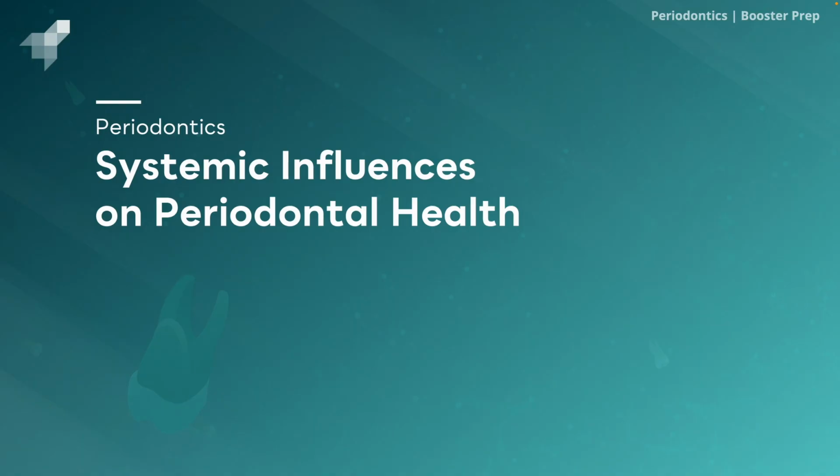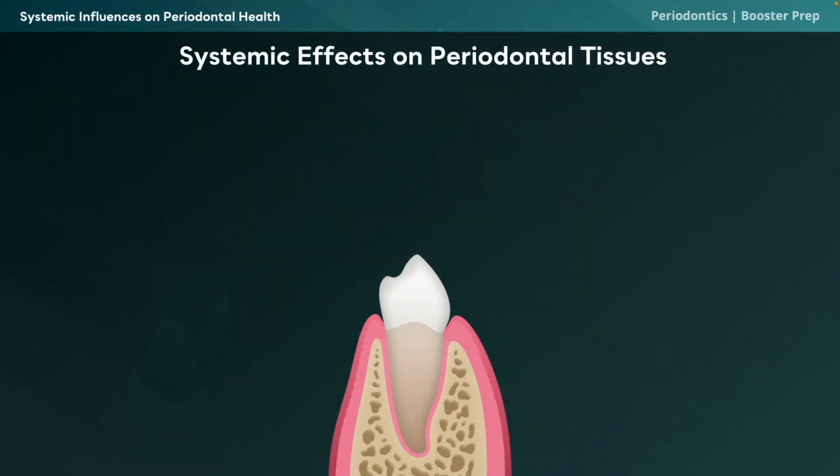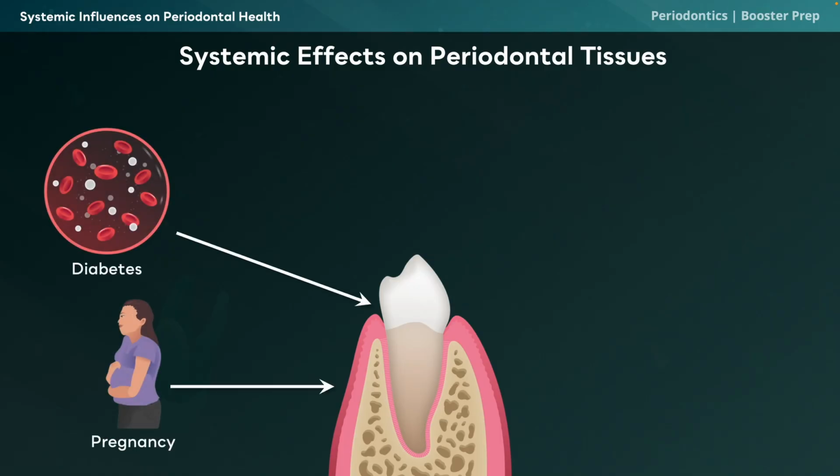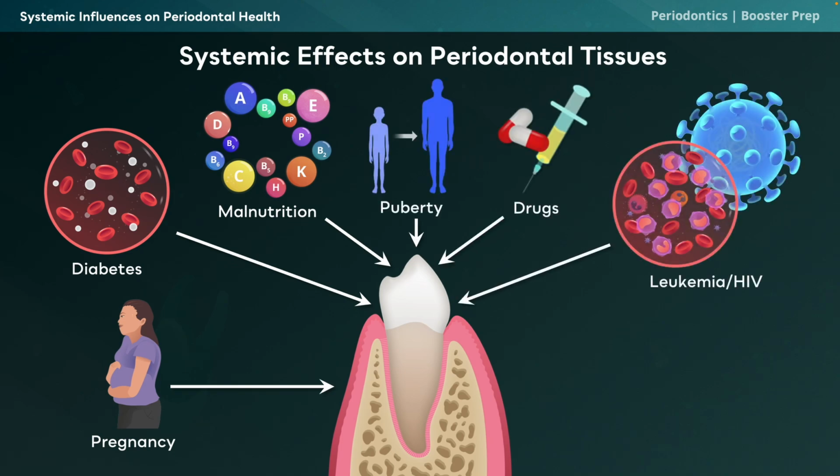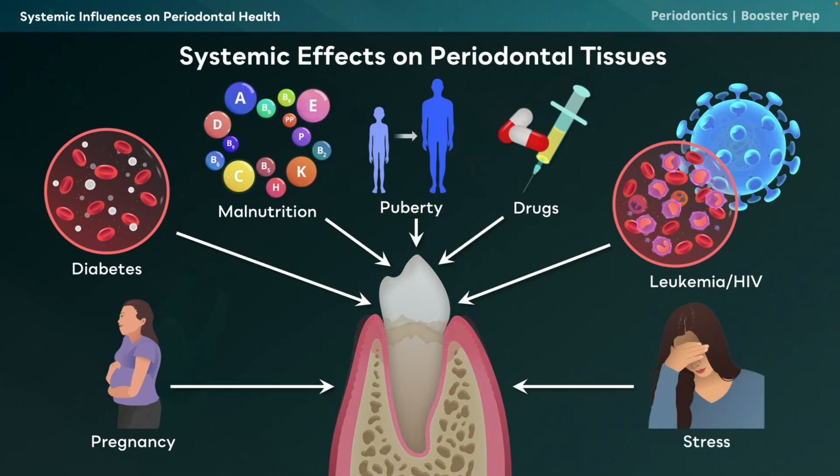And in this one, we'll discuss the systemic influences on periodontal health. Systemic factors can have a significant impact on periodontal tissues, often modifying the host response and increasing susceptibility to periodontal disease. The systemic factors we'll focus on in this video are pregnancy, diabetes, malnutrition, puberty, medications, leukemia and HIV, and last but not least, stress. All of these factors can have major effects on the periodontium.